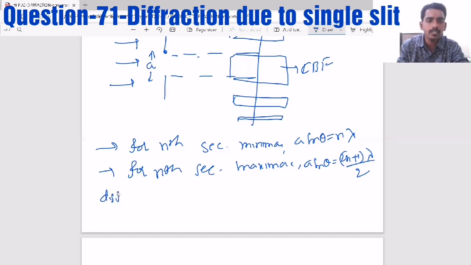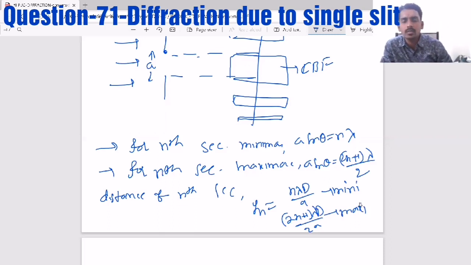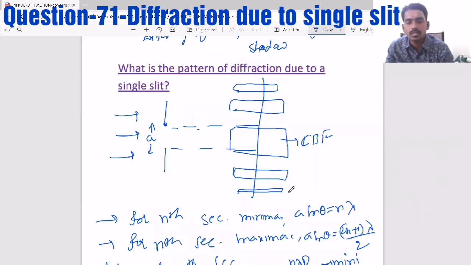So the distance of the nth secondary, y n, equals n lambda D by a for minima, and (2n plus 1) lambda D by 2a for maxima. So the condition for nth maxima and minima in diffraction is opposite to that of interference, Young's double slit experiment. So remember these conditions so that we can solve questions based on how the question is asked.